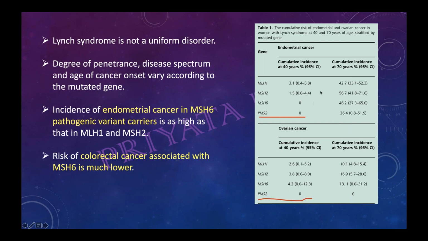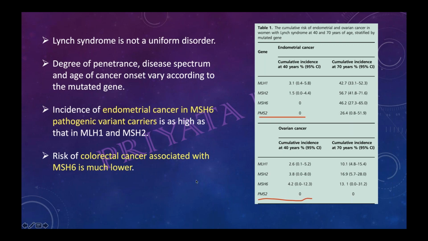Now if you see the 70 years picture, you will find MSH2 is 56% present. So this variant has a very high probability of having endometrial cancer at 70 years of age. And PMS2 has got the least probability. It is only 26%. So endometrial cancer is less in this PMS2 type of pathological variant.